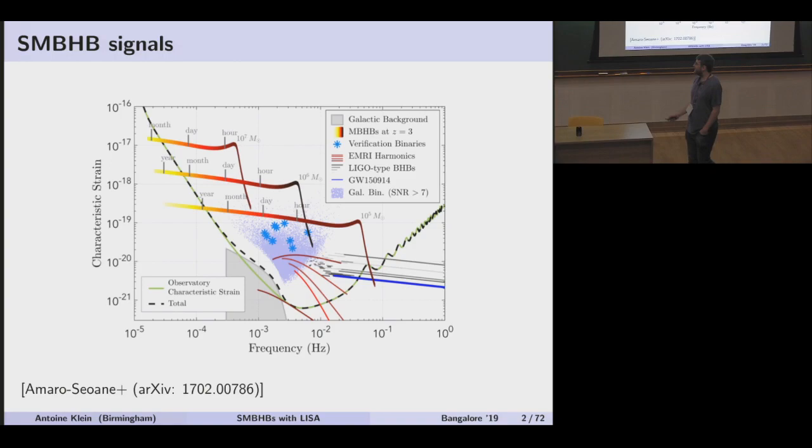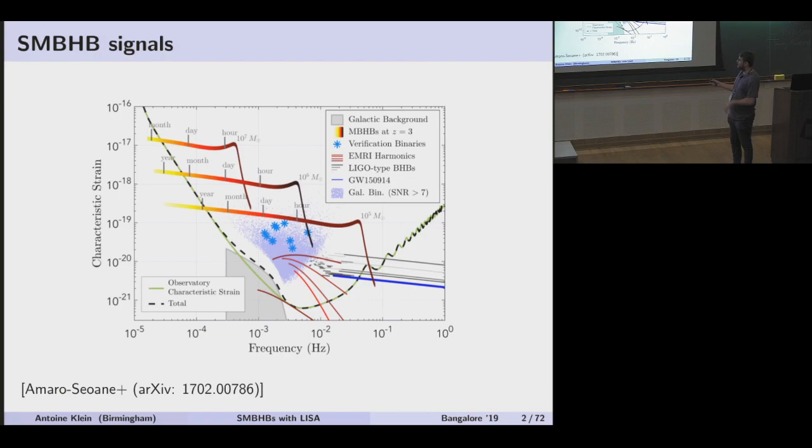Yes, so the galactic backgrounds. Those are galactic binaries, but with a signal that's too low to be really detectable, so they will provide some confusion to the signal. There are millions of those galactic binaries in the Milky Way, but we cannot resolve all of them. We can resolve about 20,000 of them. The rest, which have typically lower signal-to-noise ratio, will contribute to the confusion.